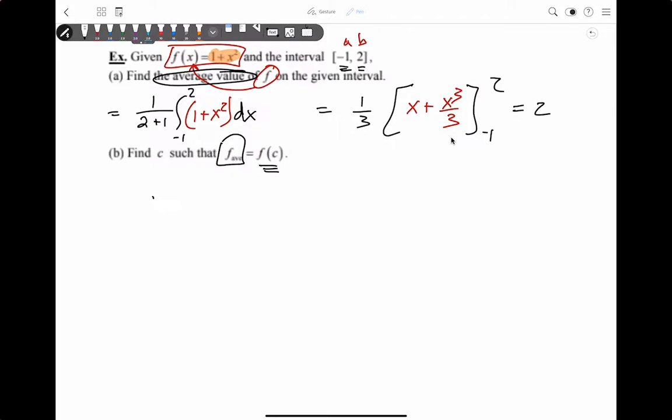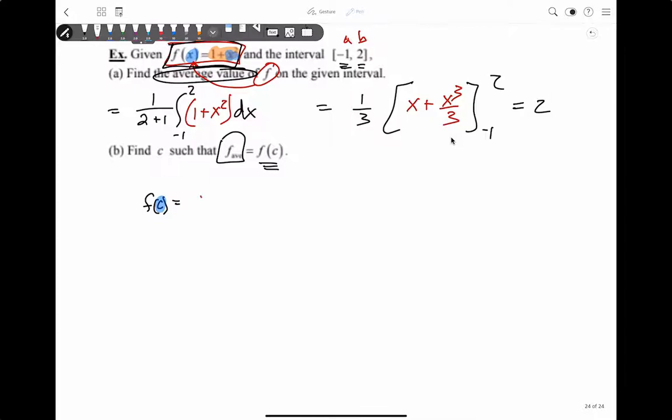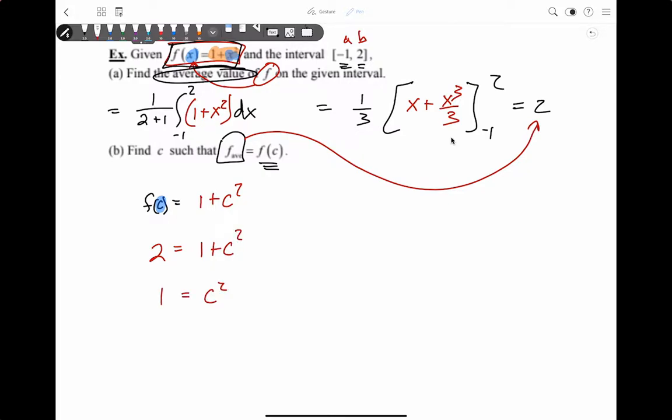So let's first find what is f of c. Well, f of c is the same as f of x, but you're just going to plug in the variable c where you have your input variable waiting for that value. So we'll say f of c is equal to 1 plus c squared. And if we're trying to find when it is equal to this average value that we found from part A, we're going to put 2 is equal to 1 plus c squared. Therefore, when we solve it, we subtract 1 from both sides, so that c is going to be plus or minus 1.